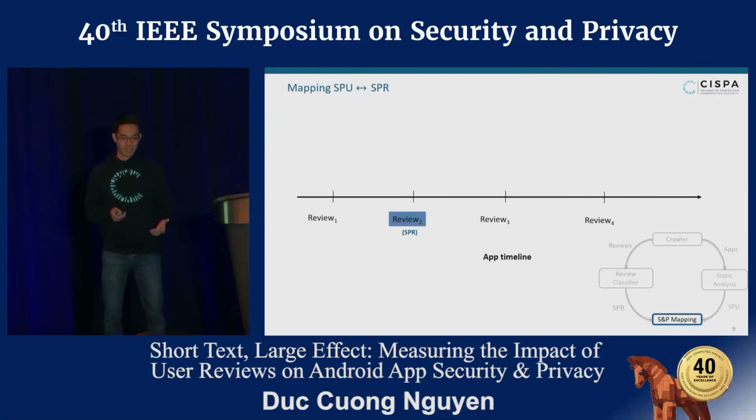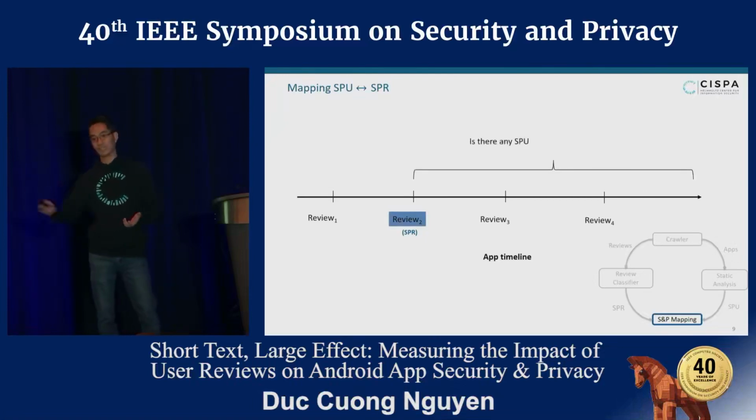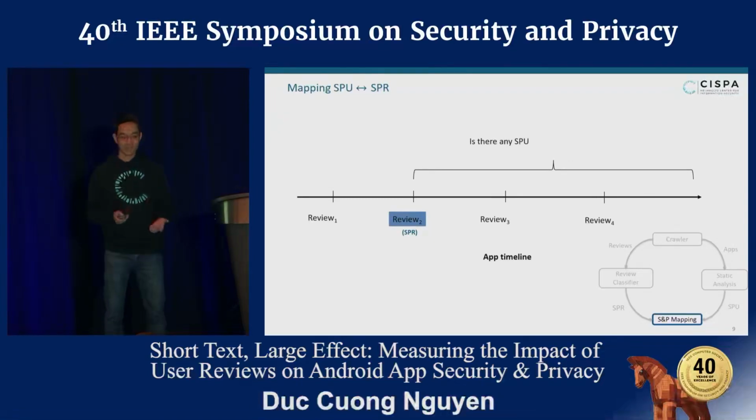If there is such a review, we will look forward to ask, is there an SPU in the later versions of the app? If there is, we would consider them as mapped. Of course, this is an approximation, and we will talk about that in a couple of slides. So now we have all components of our approach. Let's come to our empirical results.